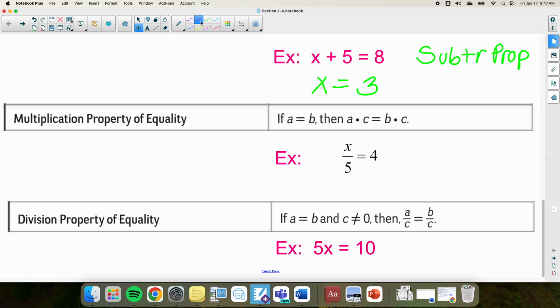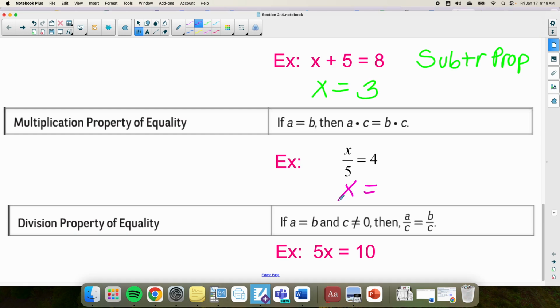Now, if I look at this one, this is x divided by 5. So to get rid of that 5, would you guys know that you'd multiply by 5? And what we would get then is x equals 20, okay? Because we'd multiply by 5 on both sides. And then for multiplication, I just do MULT and then prop.